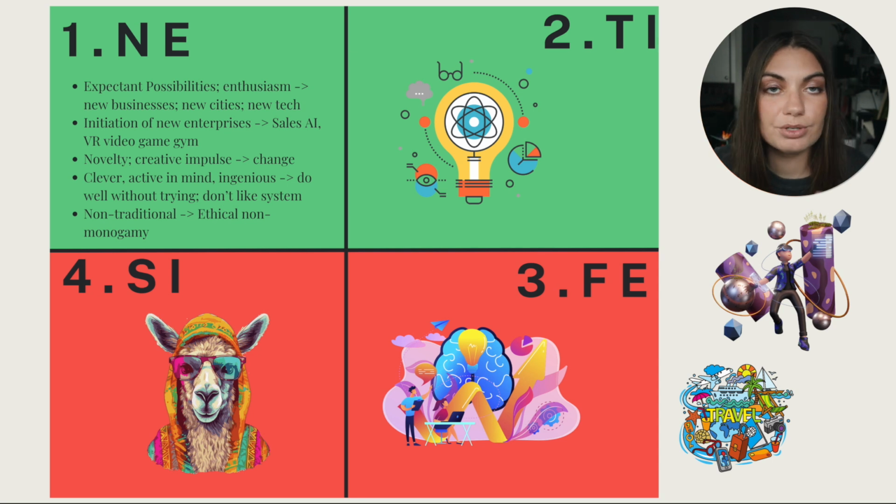He owns this gym, and so he actually travels around training other people how to do it. So that's something that's really big with them. They really, really enjoy novelty and creative impulse and change. So one thing I want to say is they love change. There are quotes about how extroverted intuition sees everyday mundane life as a prison, and what's going to let them out of that prison is change. There were lots of quotes about extroverted intuition being very clever, active in mind, ingenious.